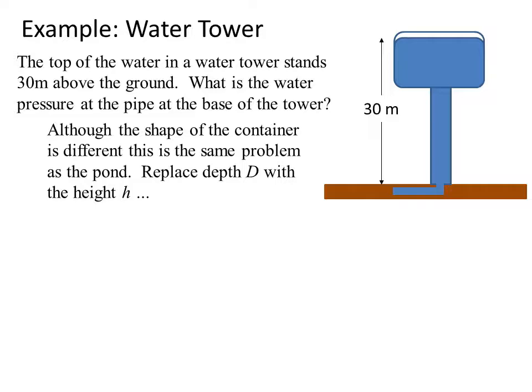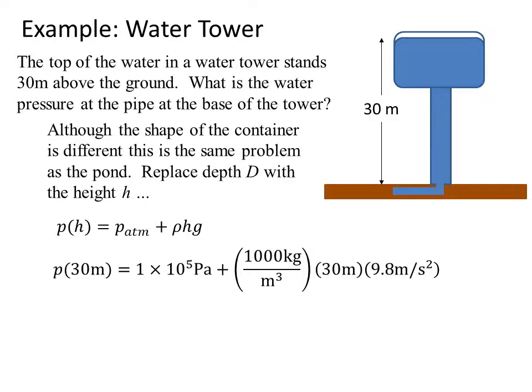Replace the depth d with the height h in our equation, so we have P of h is equal to the atmospheric pressure, which is what's at the top of the water, plus the density times h times g. So that P at 30 meters is equal to 1 times 10 to the 5th pascals plus the density times 30 times 9.8 meters per second squared, or in other words, 4 times 10 to the 5th pascals.